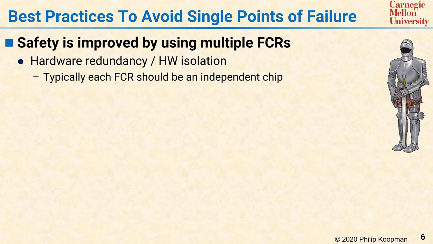This means that unless you have a chip that has been certified for the safety level you need, simply using a multi-core chip will not give you sufficient isolation even if the operating system promises some isolation between tasks.